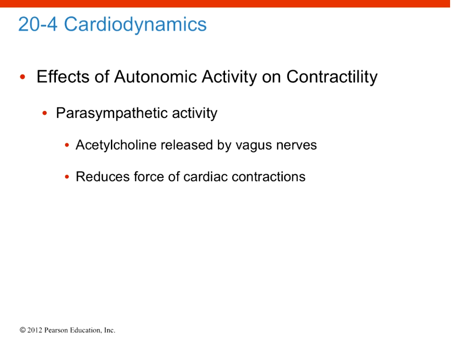For parasympathetic activity, we have acetylcholine that's released by your vagus nerve, and it's going to reduce the force of those cardiac contractions. So it's basically acting in the opposite way that we saw for norepinephrine, thyroid hormones, and epinephrine.